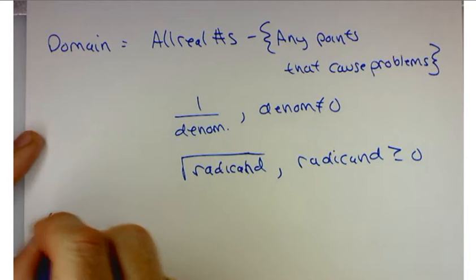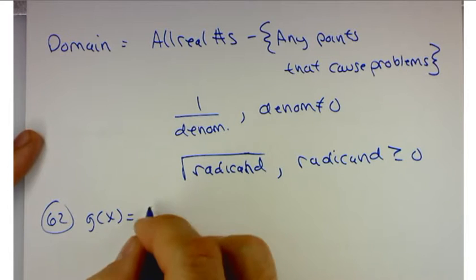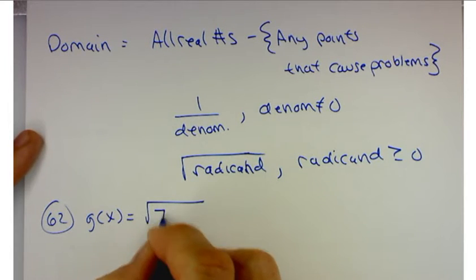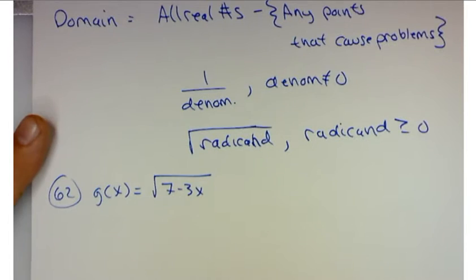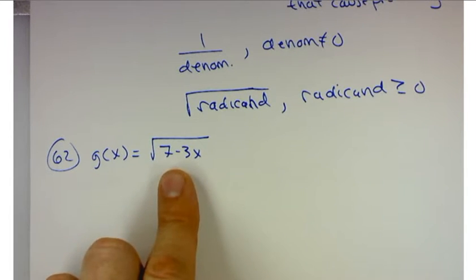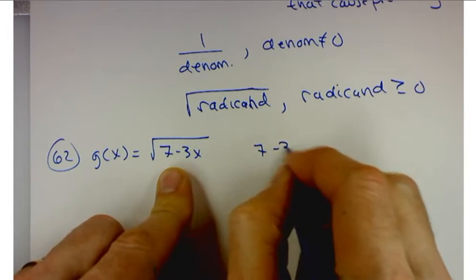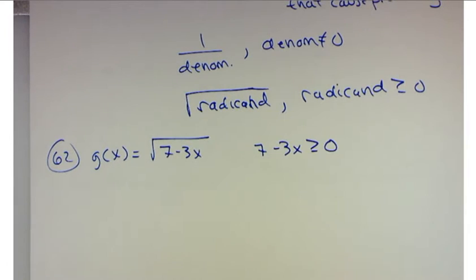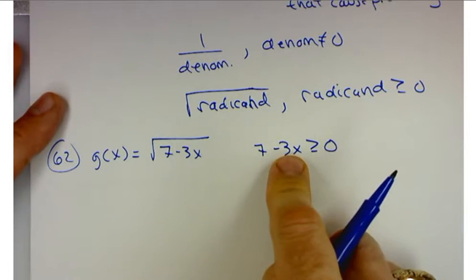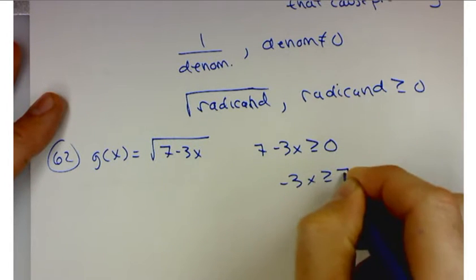So, problem like number 62, g of x equals the square root of 7 minus 3x. They want to know the domain of this function. Well, what I set up here is what we have to work on. We need to make sure that 7 minus 3x is greater than or equal to 0. Okay. So that means if I move this to the other side, negative 3x is greater than or equal to negative 7.